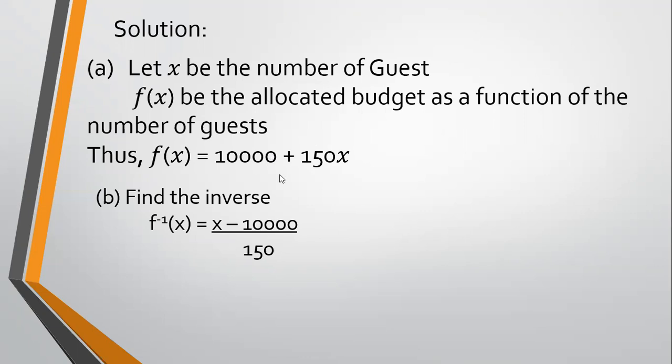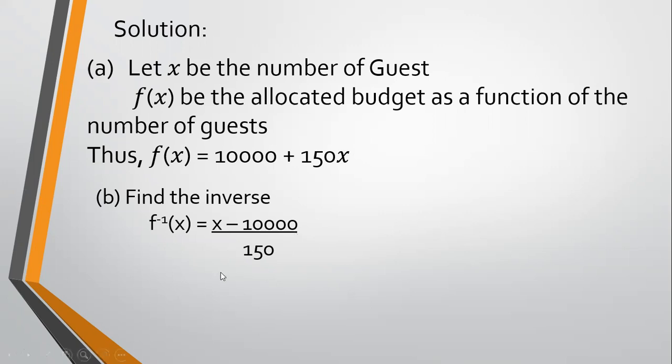And to find its inverse, just like I have mentioned to you, since the numerical coefficient of X is 150, we'll put that in the denominator and get the inverse sign of the constant, which is negative 10,000. So as a whole, the inverse of this function, which is one-to-one, of course, is f of negative 1 of X is equal to (X minus 10,000) over 150.